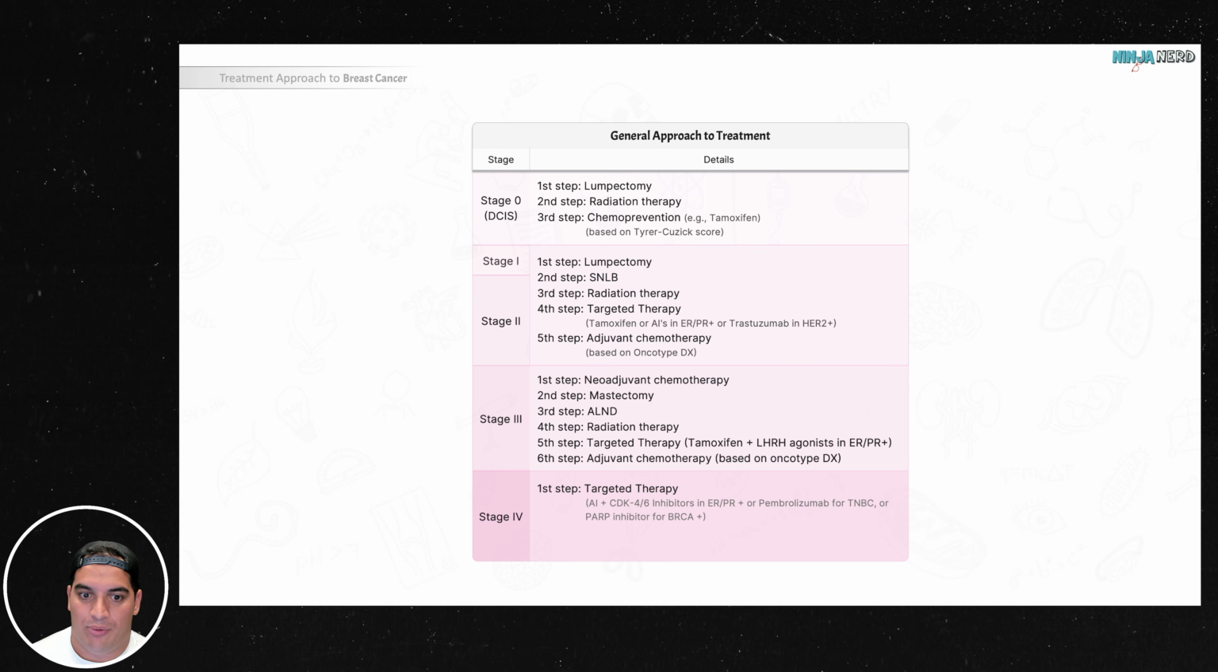So for example, if the patient was ER/PR positive, right? You'll do an aromatase inhibitor plus a CDK4/6 inhibitor. That would be your go-to if they're metastatic. If they're triple negative breast cancer, pembrolizumab. And if they have BRCA positive mutation, it'd be a PARP inhibitor. If they're HER2 positive, it's going to be trastuzumab. You get the point. And lastly is we can consider adjuvant chemotherapy for these patients if they have things like HER2 positive, if they have things like triple negative breast cancer. Those are times where we'll add on the adjuvant chemotherapy.